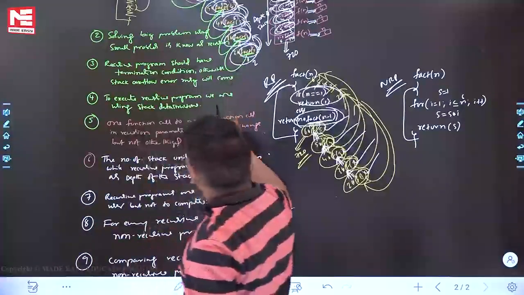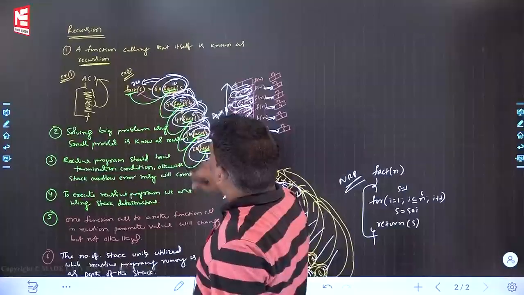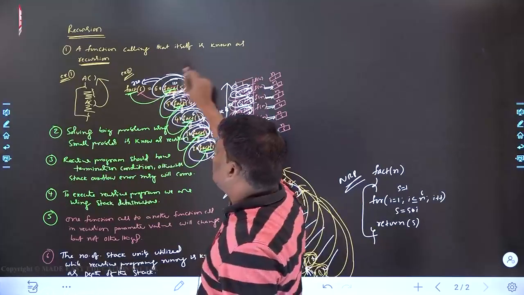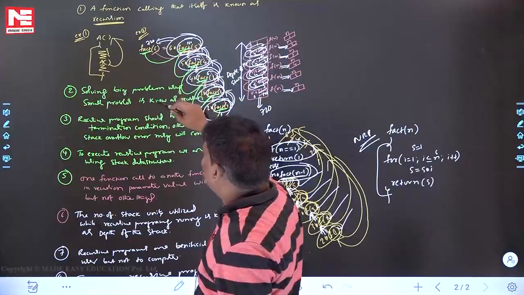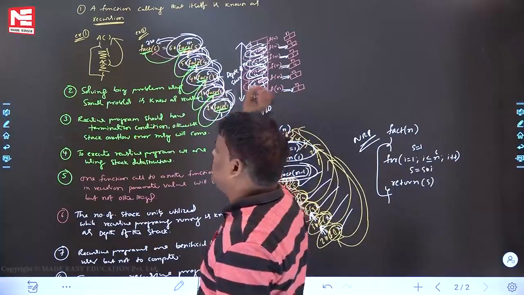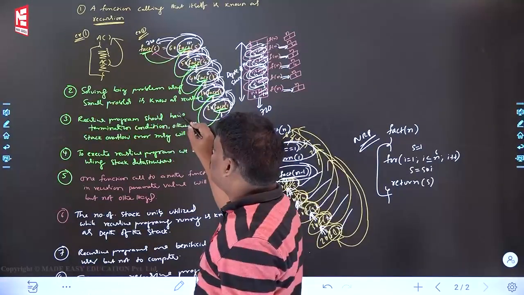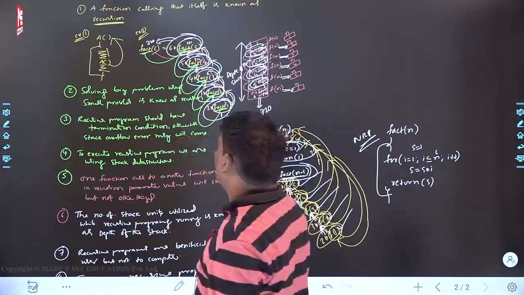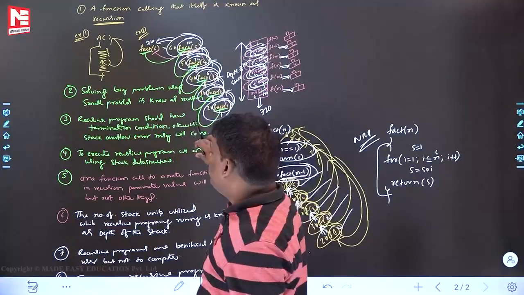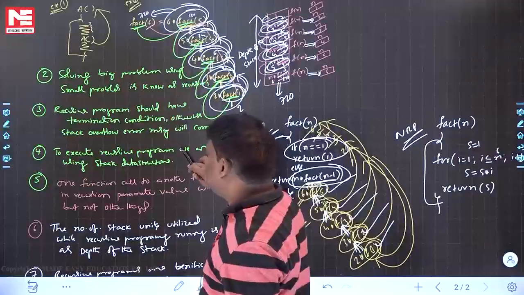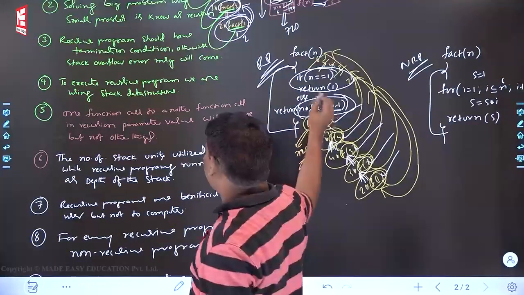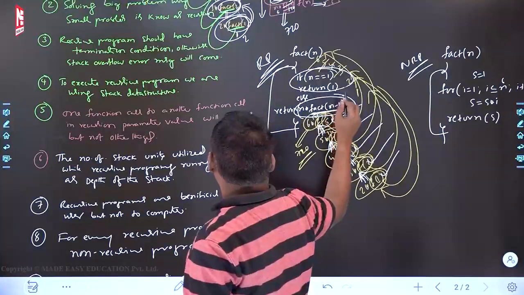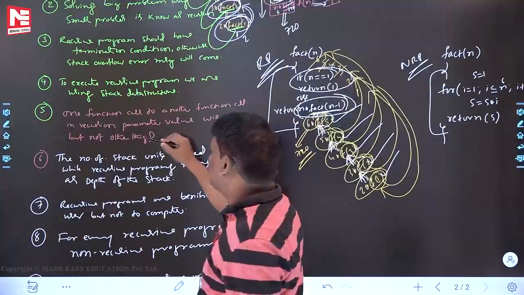What is the first point about recursion? A function calling itself is known as recursion. Next one, solving a big problem in terms of smaller problems is known as recursion. Two definitions. Third, a recursive program should have a termination condition, otherwise stack overflow will come. Next one, to execute a recursive program we are using the stack data structure. Fifth point, from one function call to another function call in the recursion, what changes? Parameter value will change but not other things.